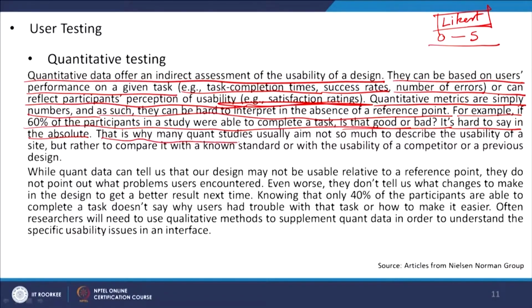So that is why many quantitative studies are usually aimed not so much at describing the usability of a site, but rather at comparing it with a known standard, or with the usability of a competitor or the previous design. So generally it is better to go for quantitative testing for a multivariate design. If a few options are created and similar kinds of users are given those options and start rating them, then it can be a comparable rating.